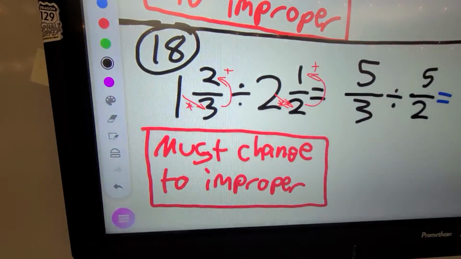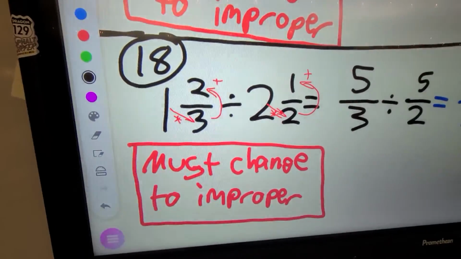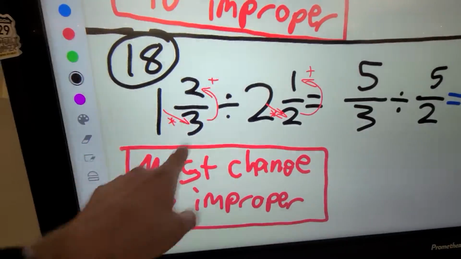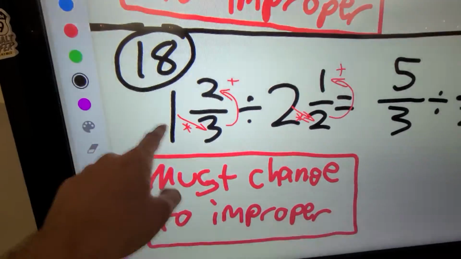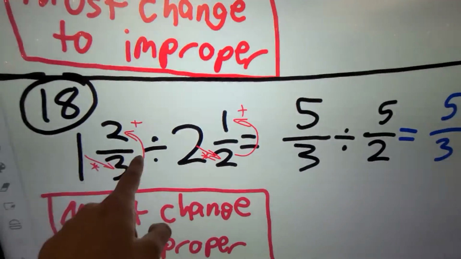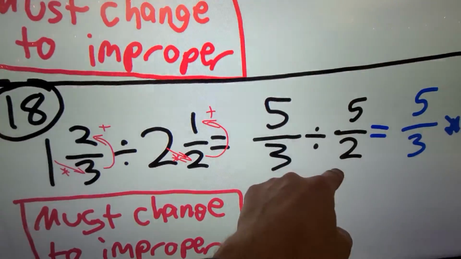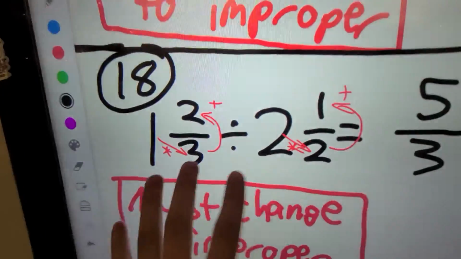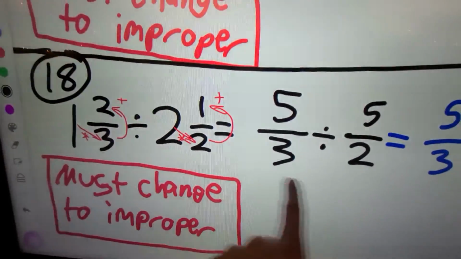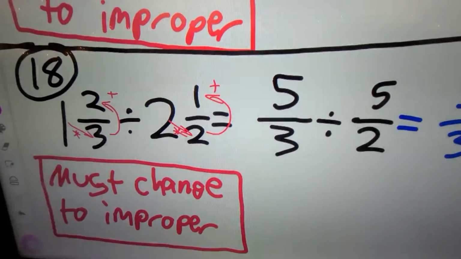In this case, we change to an improper fraction, and this is kind of a mini note for what we had done on Monday, when we practiced converting between improper fractions and mixed numbers. So we do 1 times 3 plus 2 gives me 5 over 3. And for this one, 2 times 2 plus 1 gives me 5 over 2. Again, we do this as a separate step. Step 1 is all of this, writing it out with only improper fractions.